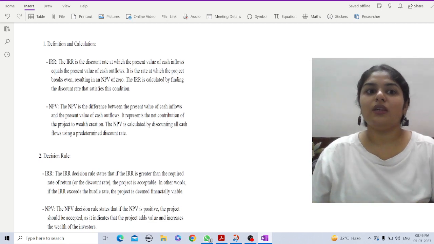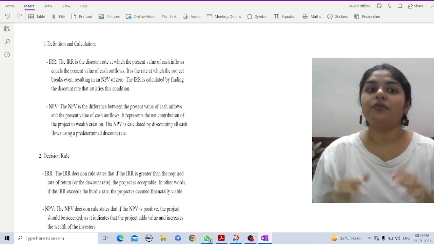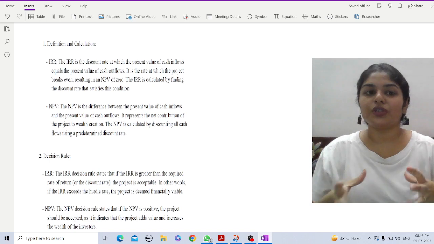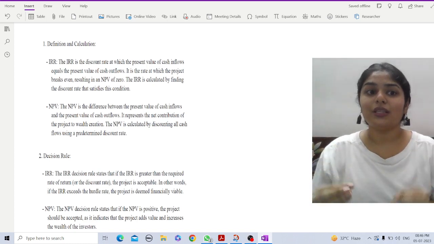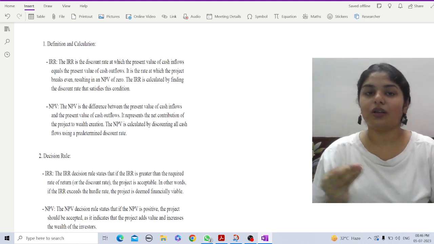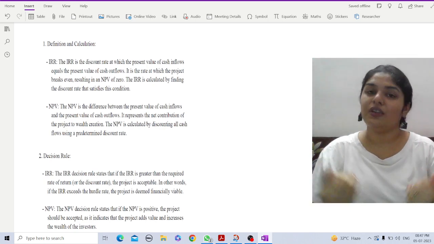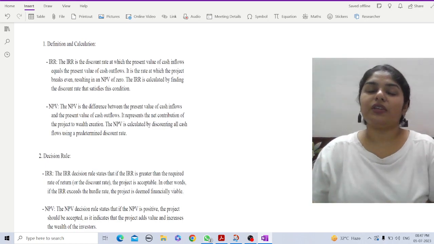Now NPV, what is NPV? NPV is the difference between the present value of cash inflow and the present value of cash outflow. It is the net contribution of the project to wealth creation. This is calculated by discounting all the cash flows using a predetermined discount rate. So at a particular discount rate, it is calculated, and it is the difference between the cash inflow and the cash outflow. So this is about the definition and calculation.